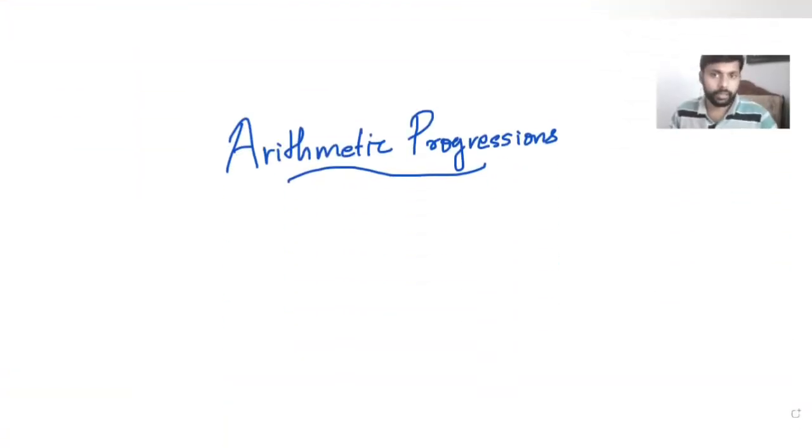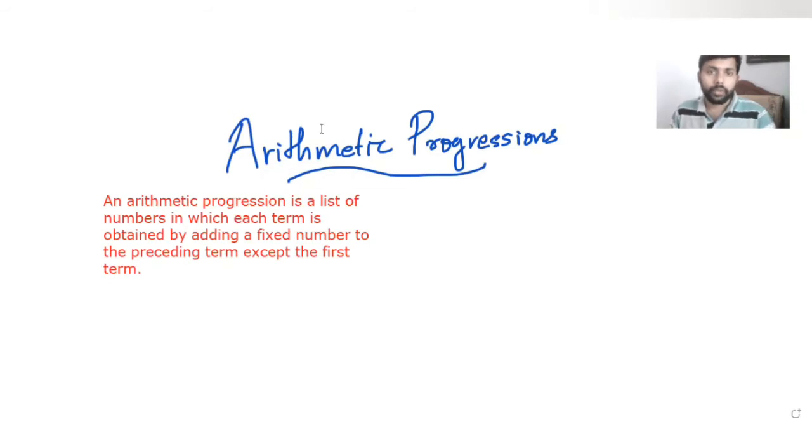Let's first see the definition of arithmetic progression. An arithmetic progression is a list of numbers in which each term is obtained by adding a fixed number to the preceding term except the first term. This is the definition of arithmetic progression. Let's see the meaning of this statement.